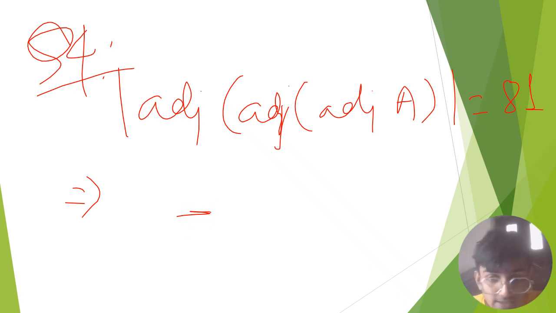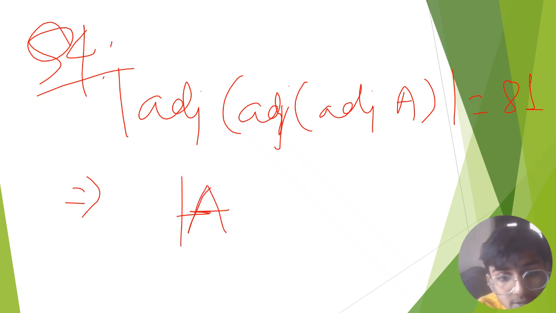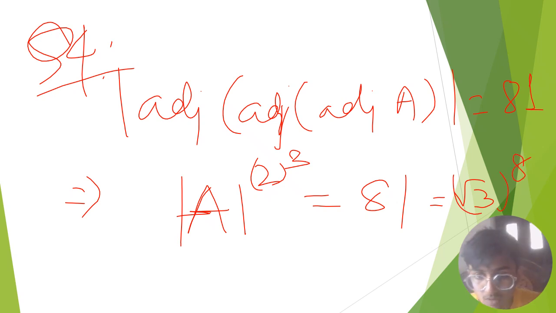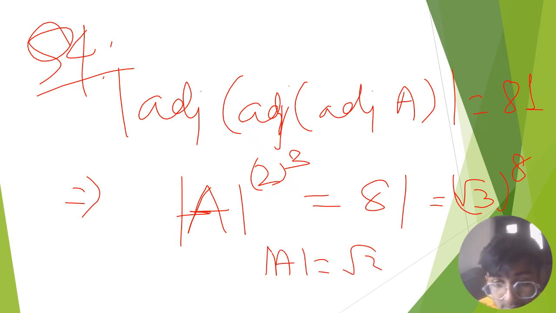Just see, in the second lecture we discussed determinant of A power. Since it's 3 cross 3, to 2 power, you have to count adjoint. 3 adjoint, so power 3. This is 81. It is 2 power 3, 8. So it is root 3 power 8. If you simplify, you will get this. Hopefully you are getting the same. So determinant of A is root 3.